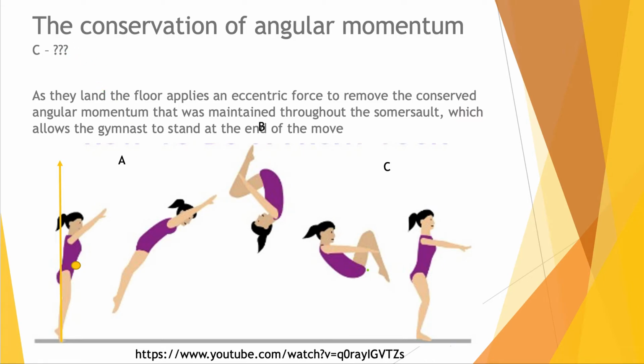At point C, the gymnast distributes their mass away from their transverse axis of rotation by coming out again into a straightened position. This increases their moment of inertia and therefore decreases angular velocity. And this means that they're able to control their landing. As they actually land, impact on the floor applies the eccentric force that removes the conserved quantity of angular momentum that's been maintained for the rest of the somersault, which allows the gymnast to stand at the end of the move. It allows her to stop angular motion.